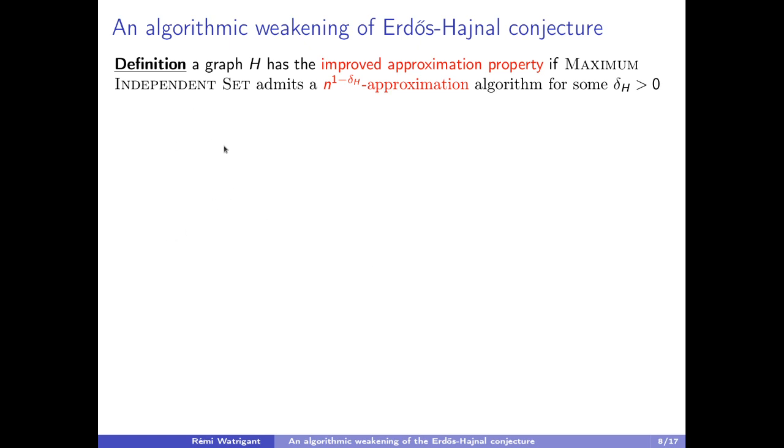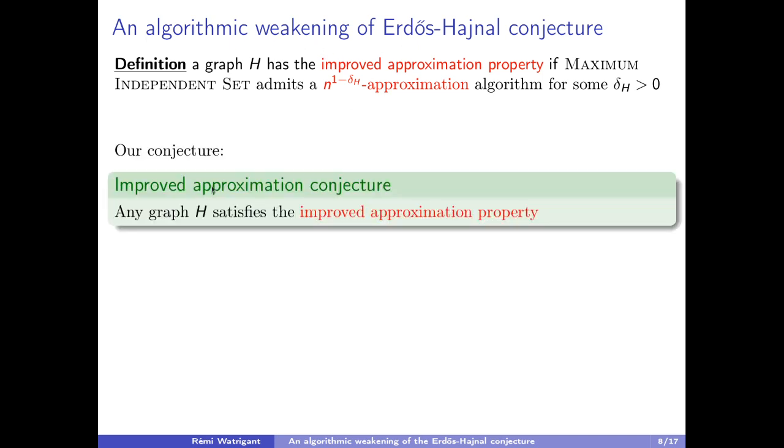So this result led us to define the following notion. A graph H has the improved approximation property if the maximum independent set problem admits an n to the power of 1 minus delta H approximation algorithm in H-free graphs, for some non-trivial delta. So this is kind of the same flavor as Erdős–Hajnal. This is why we called it an algorithmic weakening of Erdős–Hajnal. So we have the same conjecture as Erdős–Hajnal: any graph H satisfies the improved approximation property.